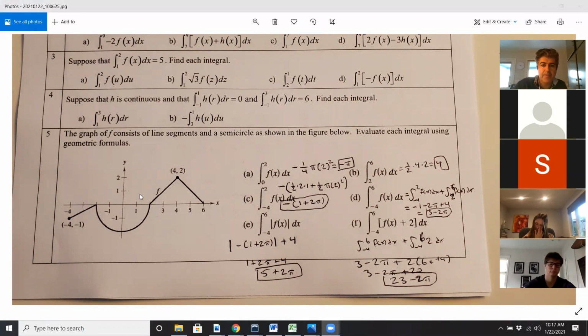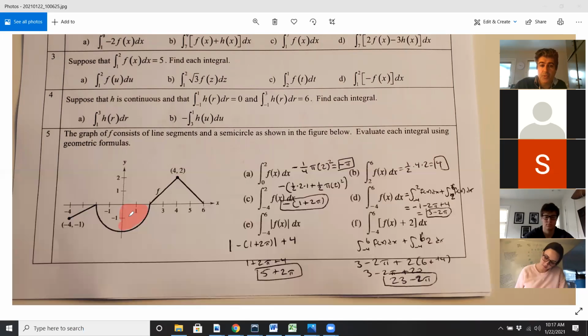Again, just using area. So if you integrate from 0 to 2, remember, if you're integrating from 0 to 2, you're looking at a quarter circle. So area of a circle is pi r squared, the radius is 2, but it's a quarter circle, so you do 1/4 pi r squared. And below the x-axis, that's why you have to have a negative there as well. That's why it's negative pi.